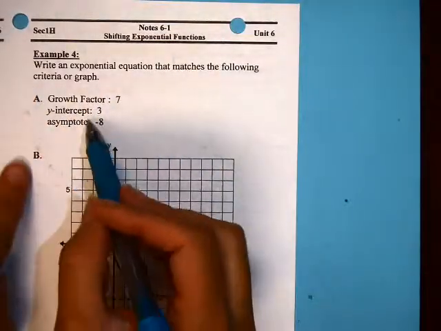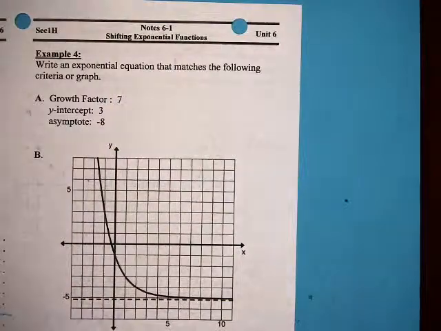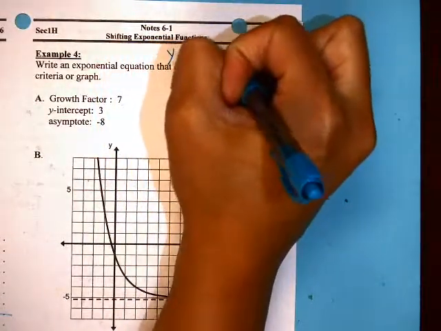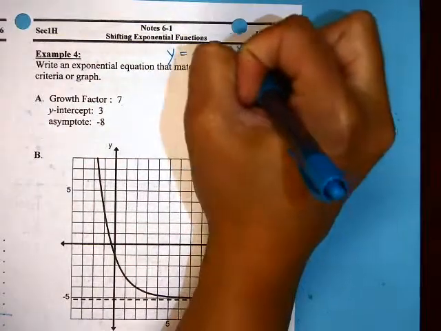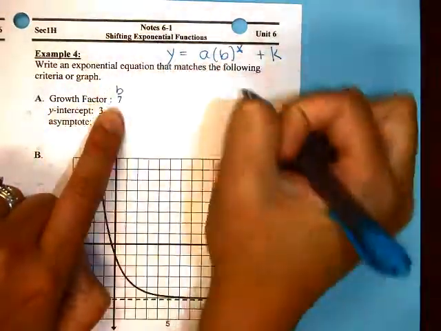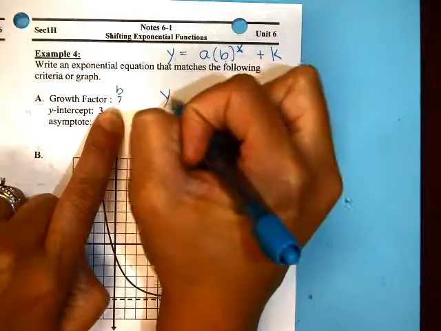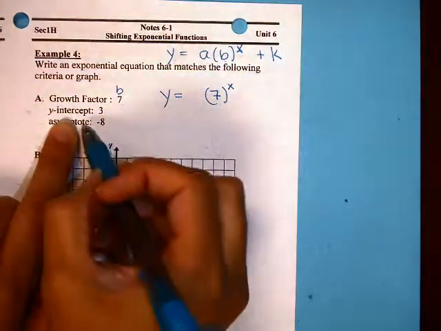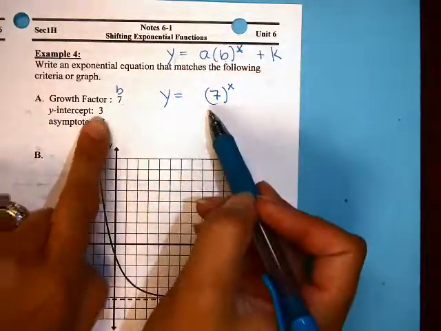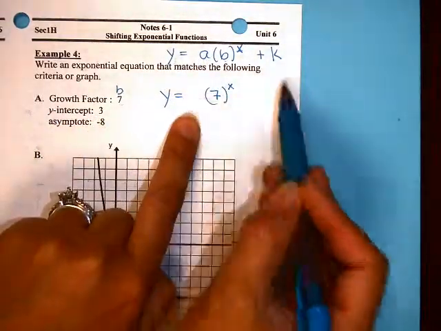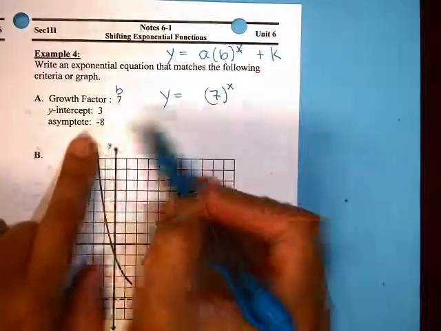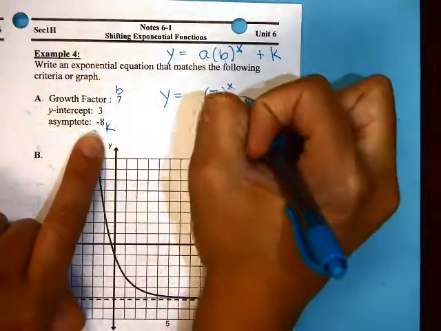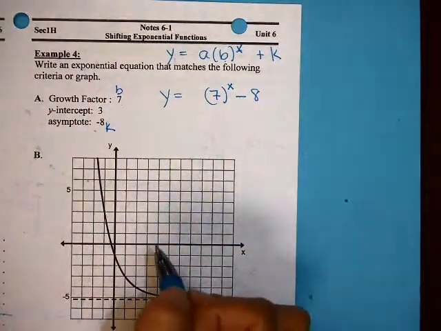So here in part A, our growth factor is 7. Well, let's think about our general form, a times b to the x plus k. We know our growth factor is b, so let's plug that in there. 7 to the x. Okay, the y-intercept is 3. We can't plug that in yet because it's not just here, because this is going to shift it. So let's put our asymptote in. Remember, that's our k, so that goes there.